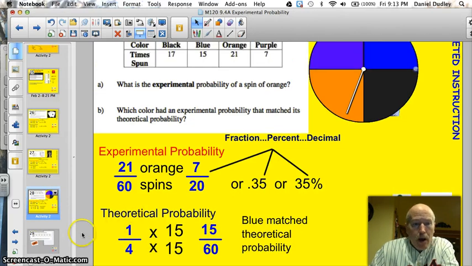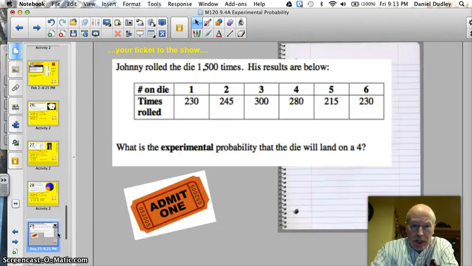Okay? All right, here is your ticket to the show tonight. Johnny rolled the die 1,500 times, and his results are below. What is the experimental probability that the die will land on 4? You got your results. Go ahead and see if you can find that out. Make sure you express that in lowest terms.